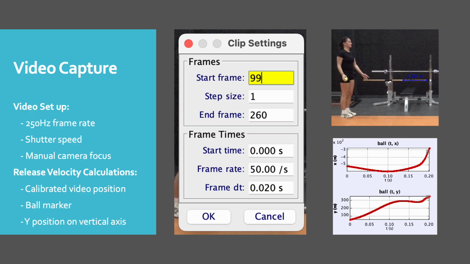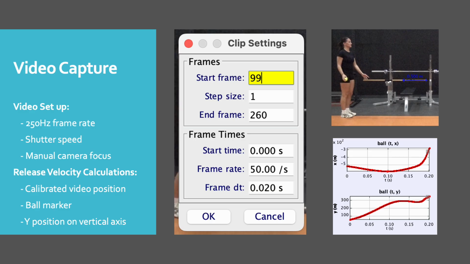Shutter speed is the length of time the lens is open for with each image taken, so having a faster shutter speed minimizes the blurring of each image. I set a shutter speed of 250 where the lens is open for 0.004 seconds for each image, allowing for greater image visibility to assist with the tracking process. Manual camera focus was also used for these videos, using the mechanics tutorial video cameras.